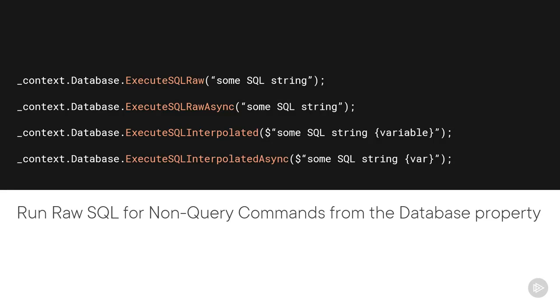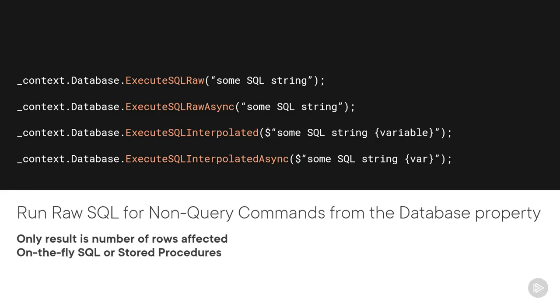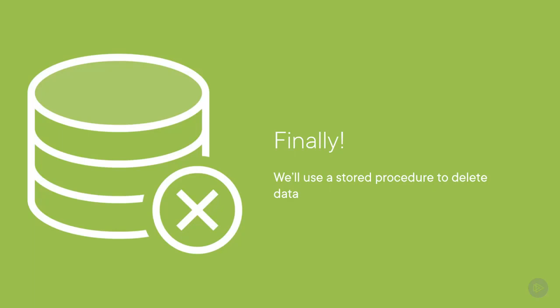But the ExecuteSql commands can't be used for queries. Not only can they not materialize query results, the only result you'll ever get back is the number of rows affected by whatever command you sent. Like with the raw SQL commands for querying, you can pass in SQL or call procedures with ExecuteSql methods. I'm going to use a stored procedure to finally show you a handy way to delete entities without having to first pull them into memory. I've hinted at this a few times in this course, so here we finally are.